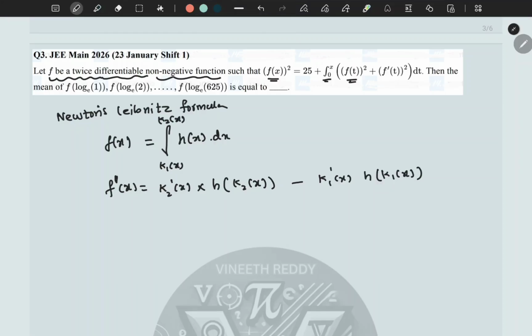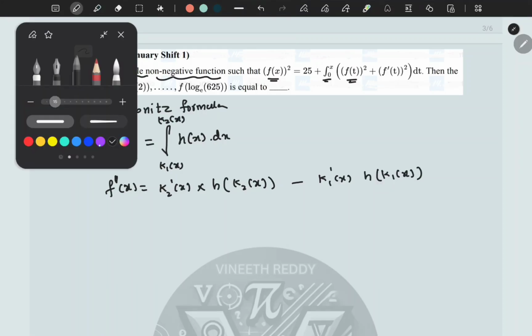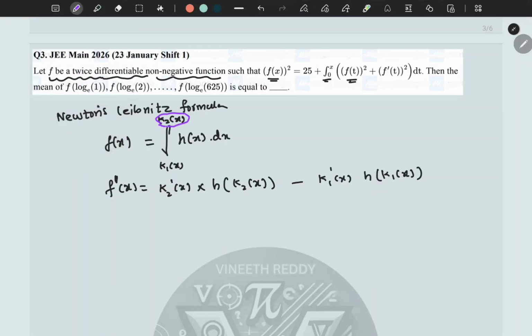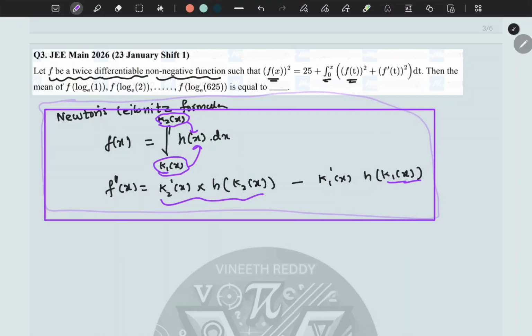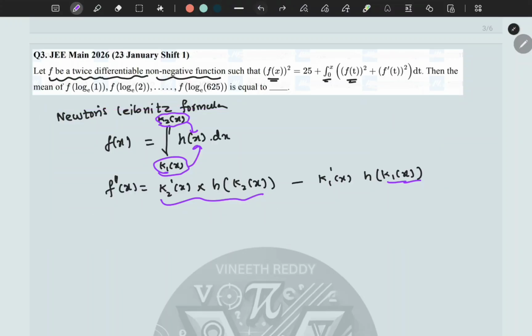That means what should we do? First we will be differentiating the upper limit and then replacing x with the upper limit, right? That's what we get here. Minus, we will be differentiating the lower limit and inputting that in place of x, right? This is the Newton-Leibniz formula. Please make a note of it. With the help of this, we will be solving the question.